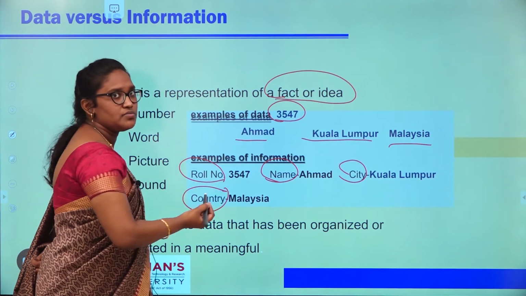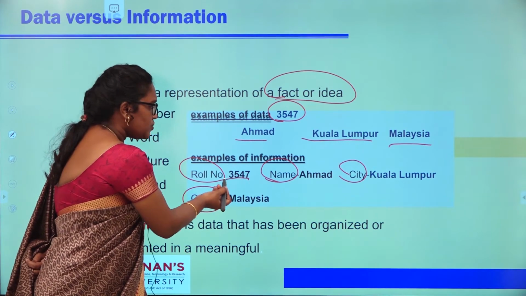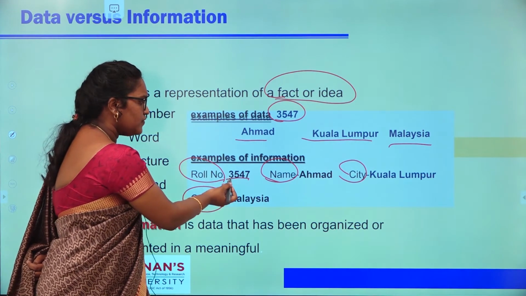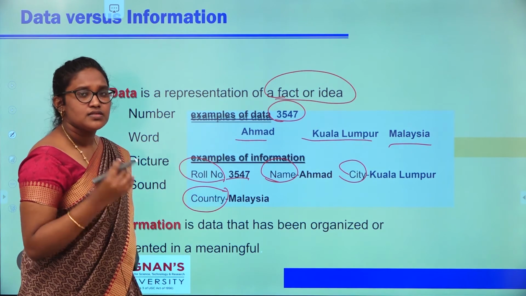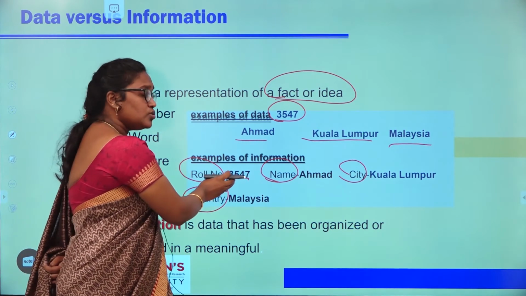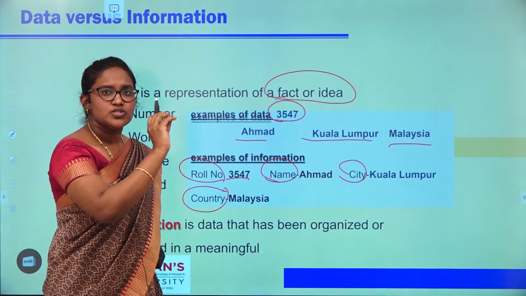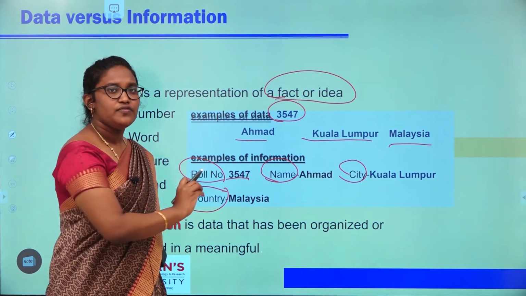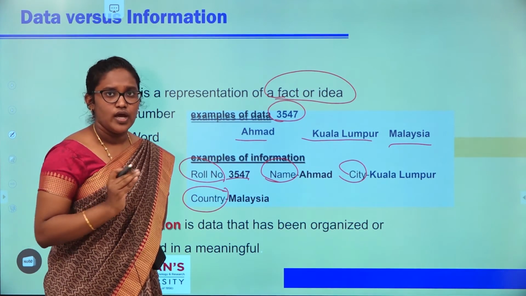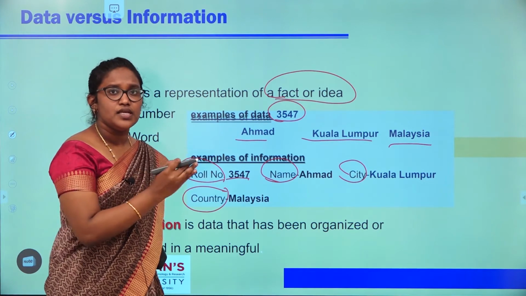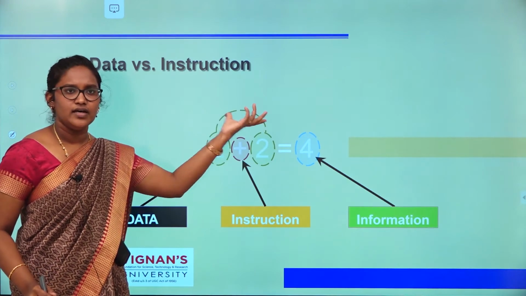So what does information mean? We are associating or giving tags for each and every word. Here for this number 3547, we are giving a tag roll number. That means if a person is trying to read this roll number 3547, he will understand that some person's roll number is 3547. Information is in a meaningful format. That means when a user tries to read it, he will understand the meaning out of that information. Another example for data and instructions.